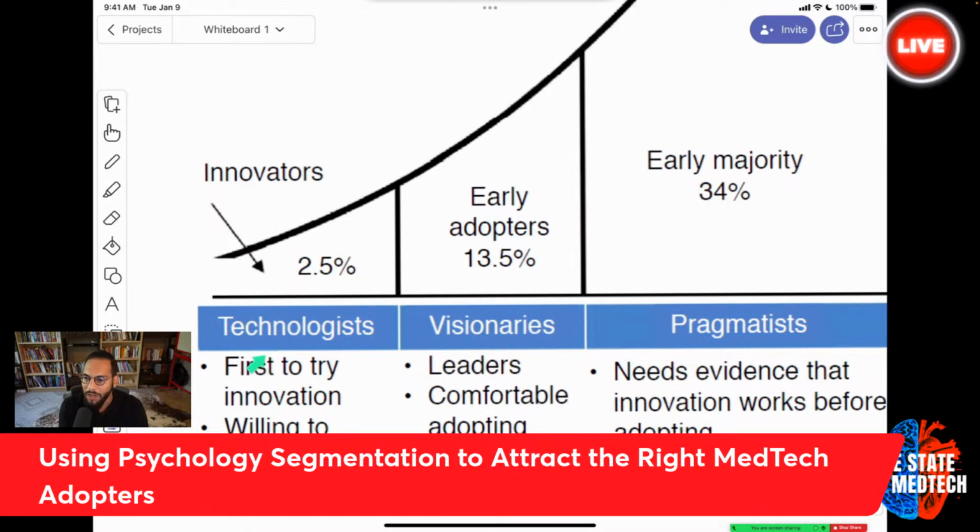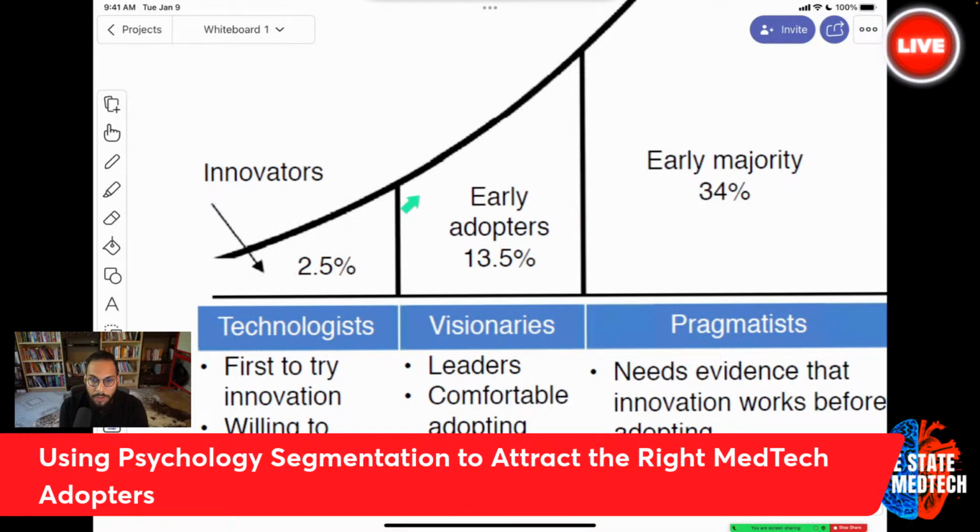Psychologically, these people adopt something very, very early because they like figuring stuff out. They like the technical side of it. They're not going to want that over here. And again, these things, it's not so clear cut.